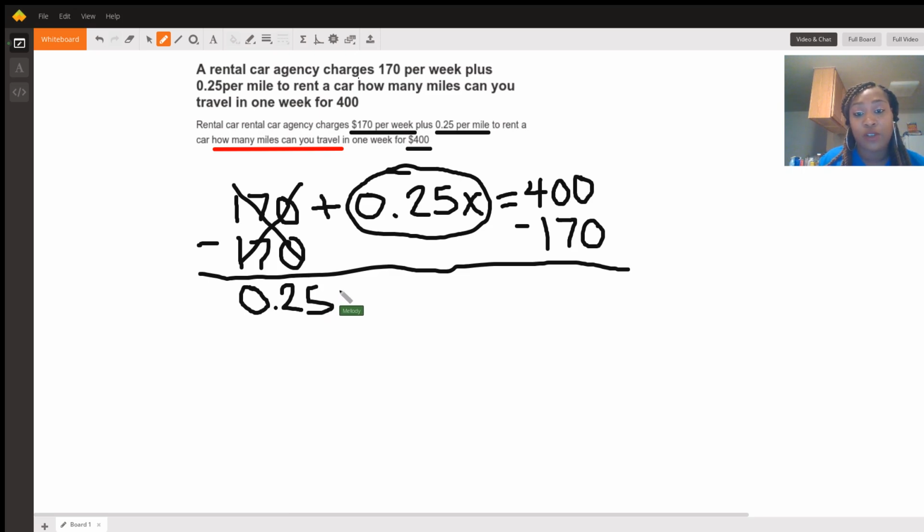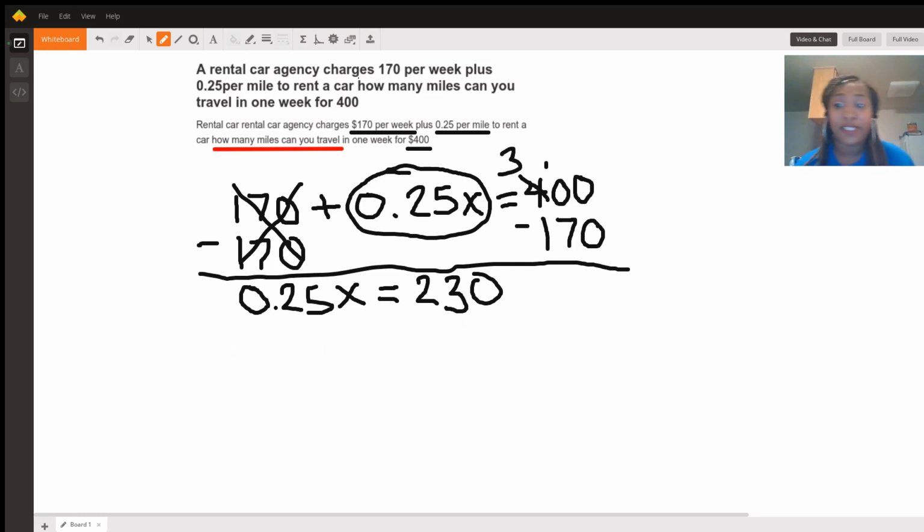And now I'm just going to simply subtract 170 from 400. Looks like we're going to do some borrowing here. 3 minus 1 gets you 2. And then obviously 10 minus 7 gets you 3, ending up with 230.